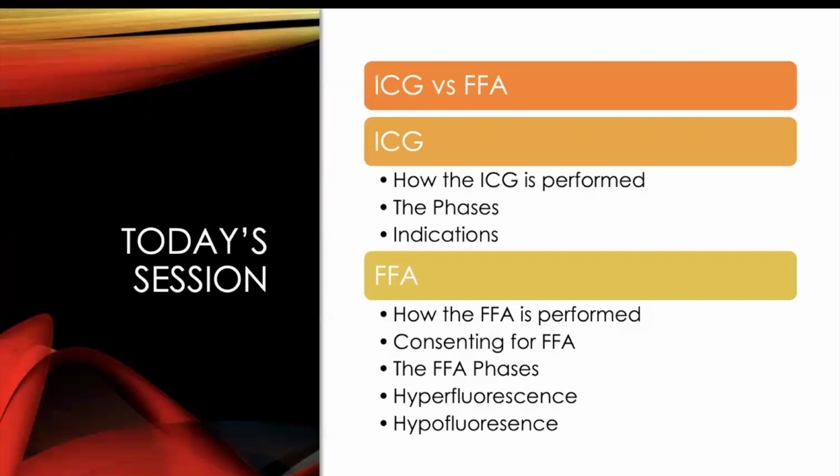So we're going to talk about how an ICG is performed, the different phases and some indications. And then we'll go on to the FFAs, how they're performed, how to consent for them, the different phases of the FFA, which are definitely worth understanding, and then different patterns of hyper and hypofluorescence.